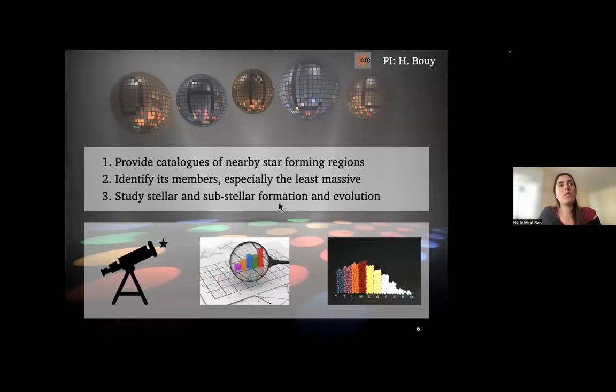And the aim of the Cosmic Dance project is to provide the observations that allow us to map star-forming regions in the solar neighborhood. Then we use these catalogs of stars to identify the young stellar objects, members of these young associations, making a special emphasis on the low-mass stars and substellar objects. And then we finally use these samples of young objects to study their formation and their early evolution.